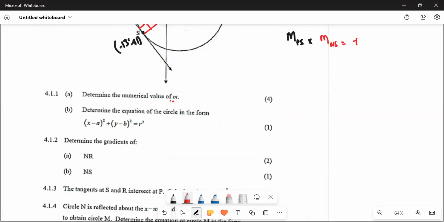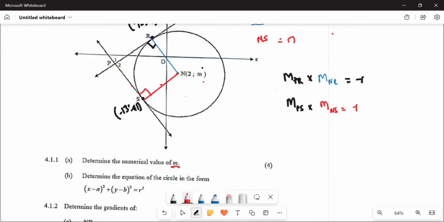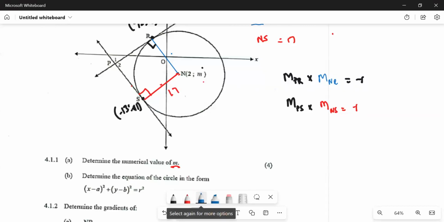They say calculate the value of M. How would you calculate the value of M? You can calculate the value of M by using the fact that you know what this is. This is 17. You also know what this one is. It's 17. But now you can calculate the distance from here to here. You can also calculate the distance from there to there. The distance from there to there is 17. Now I've seen other learners do something like this. Again, we have this thing, but this is a distance formula. So we can use that to our advantage.